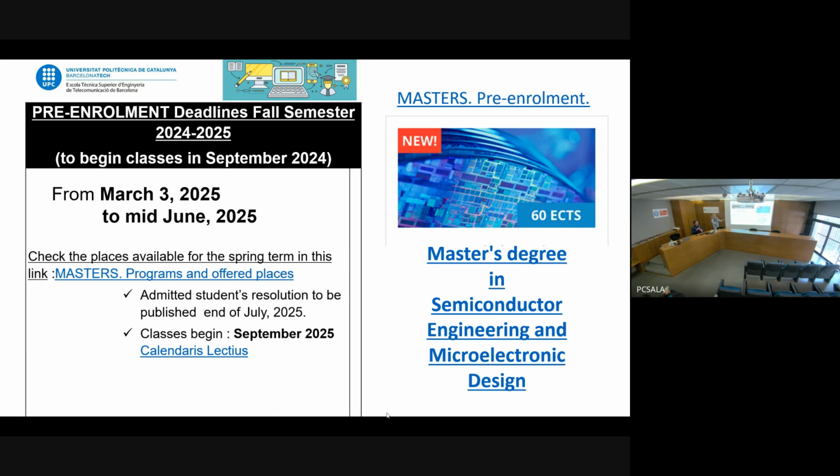Usually we open them in March, and the official admission resolution will be published by July. Since the academic course starts in September, here you also have the links of the academic calendars, and you will see that the pre-enrollment and the enrollment to the courses will be the first week of September.